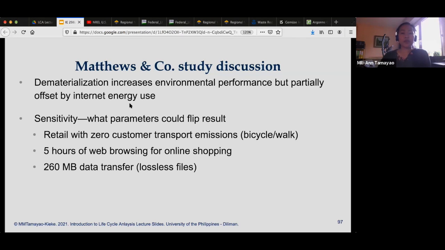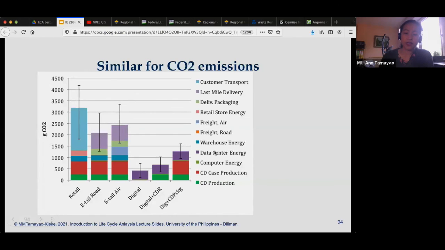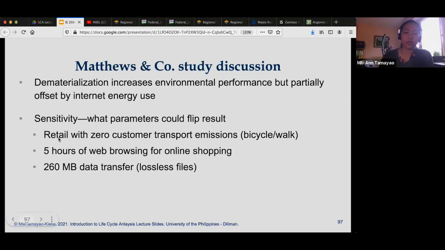So these are just some important points that were included in the discussion from this study. One, that dematerialization increases environmental performance but is partially offset by internet energy use. As you've seen, data center energy use and CO2 emissions are high. So that warranted sensitivity analysis, and the question was basically what parameters could flip the results.